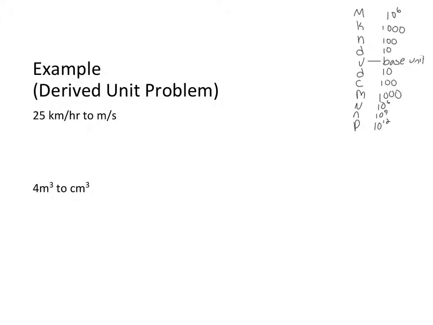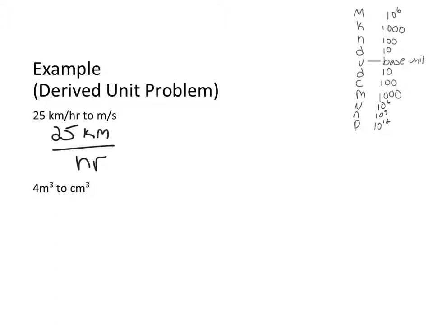Okay, so this is a derived unit problem, and I actually have 2 examples to do for you because they are a little bit different from each other. So, how this is written here is a little deceiving. That right there is a division bar. So, let's rewrite that. 25 kilometers per hour.